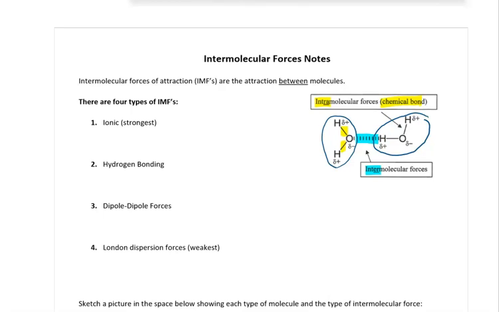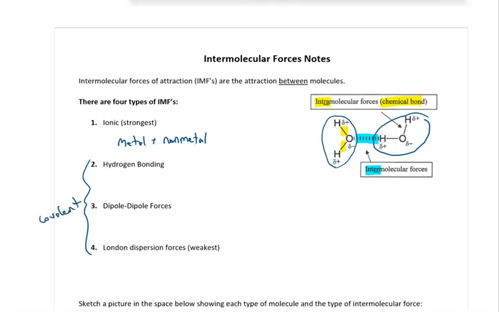Now, typically when we talk about intermolecular forces, we're going to be comparing covalent molecules. Those are molecules made up of only nonmetals. If you ever see an ionic molecule, something that contains a metal and a nonmetal, these are typically held together using Coulomb's law. We're talking about attraction based on the size of the atoms and the size of the charge. Ionic are going to be stronger than the remaining covalent attractions.